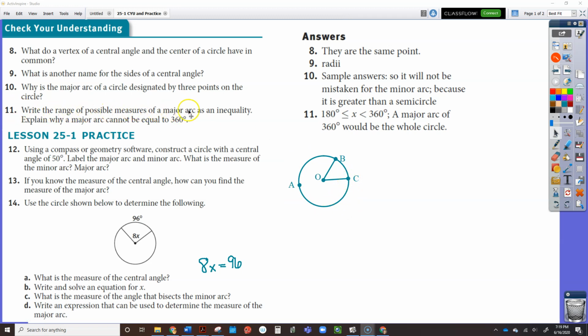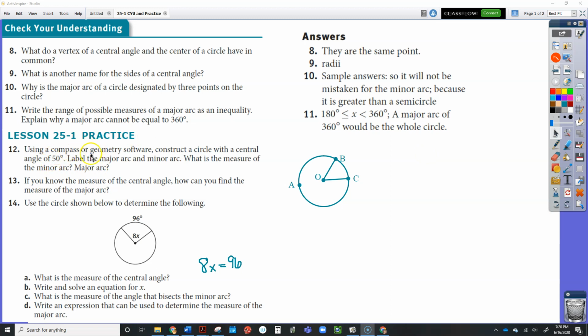And write a range of possible measures for a major arc as an inequality. It can be anywhere from 180 degrees up to 360. Note that it includes the 180 degrees. I wouldn't have put that line underneath there, because I would have said at 180 degrees it is a semicircle, not a major arc. But I guess they're saying a semicircle can be a major arc. But 360 would represent a whole circle, and I would argue that bar does not go underneath there. So you heard my argument.